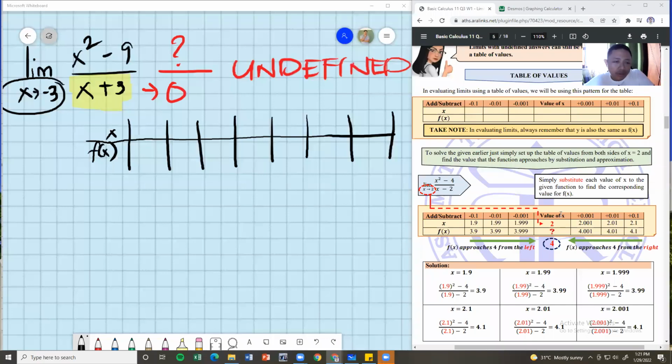Okay, so all we have to do is to make this table, and we will be just putting -3 here, -3 in the middle. Kasi simple substitution, you won't get the correct answer. Okay? And so, after that, let's just follow these patterns of adding 0.001, 0.01, and 0.1, and then subtracting 0.001, 0.01, and 0.1 in or from our -3.